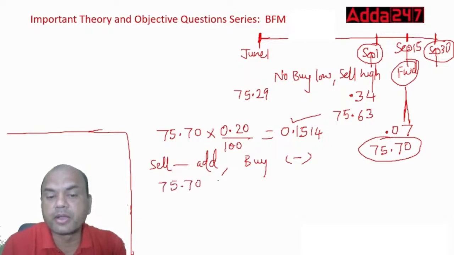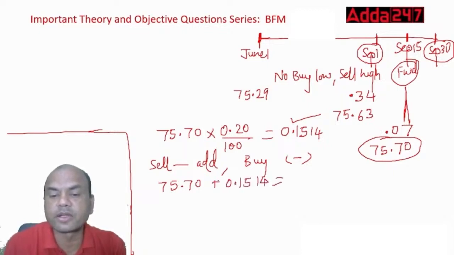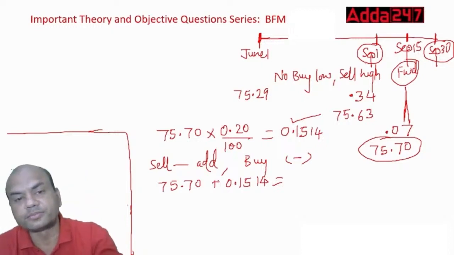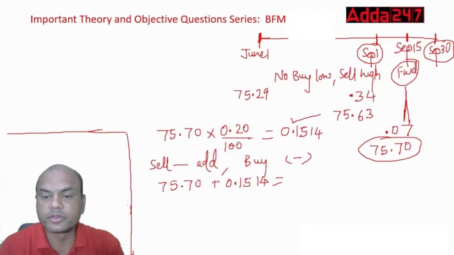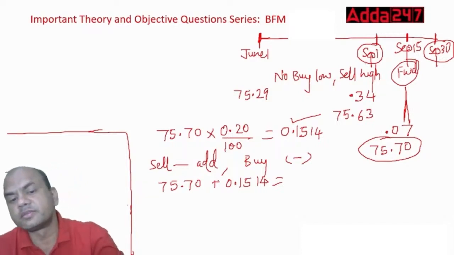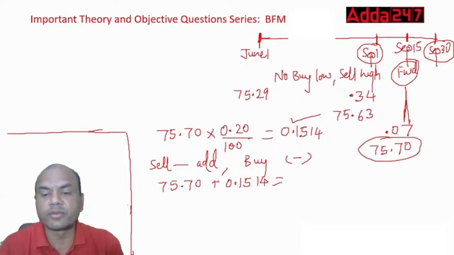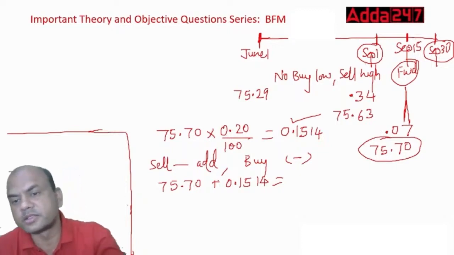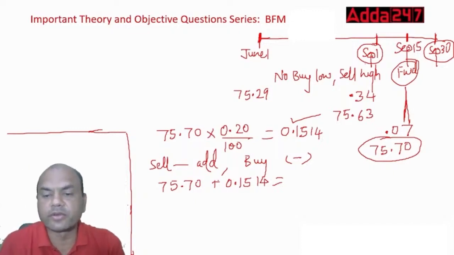So what will be my final rate now? 75.70 plus 0.1514. What is the answer you are getting? Add it. So let me see the answer from your side. 75.7 plus 0.1514. Everyone tried it: 75.8514. This is the exact answer you will be getting, and this is your final answer.